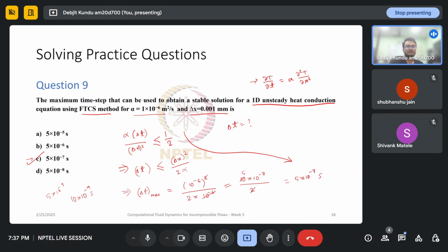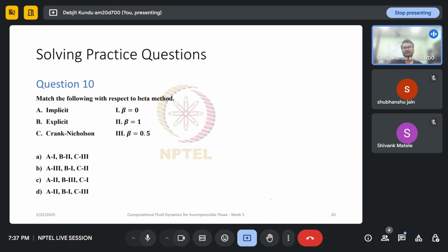Okay, let's move along then to the last question of today's session, which is again a match the following type of question. This is with respect to the beta method. For different values of beta, what is it? Is it option A implicit, option B explicit, option C Crank-Nicolson? And the values of beta are beta equal to 0, beta equal to 1, and beta equal to 0.5.